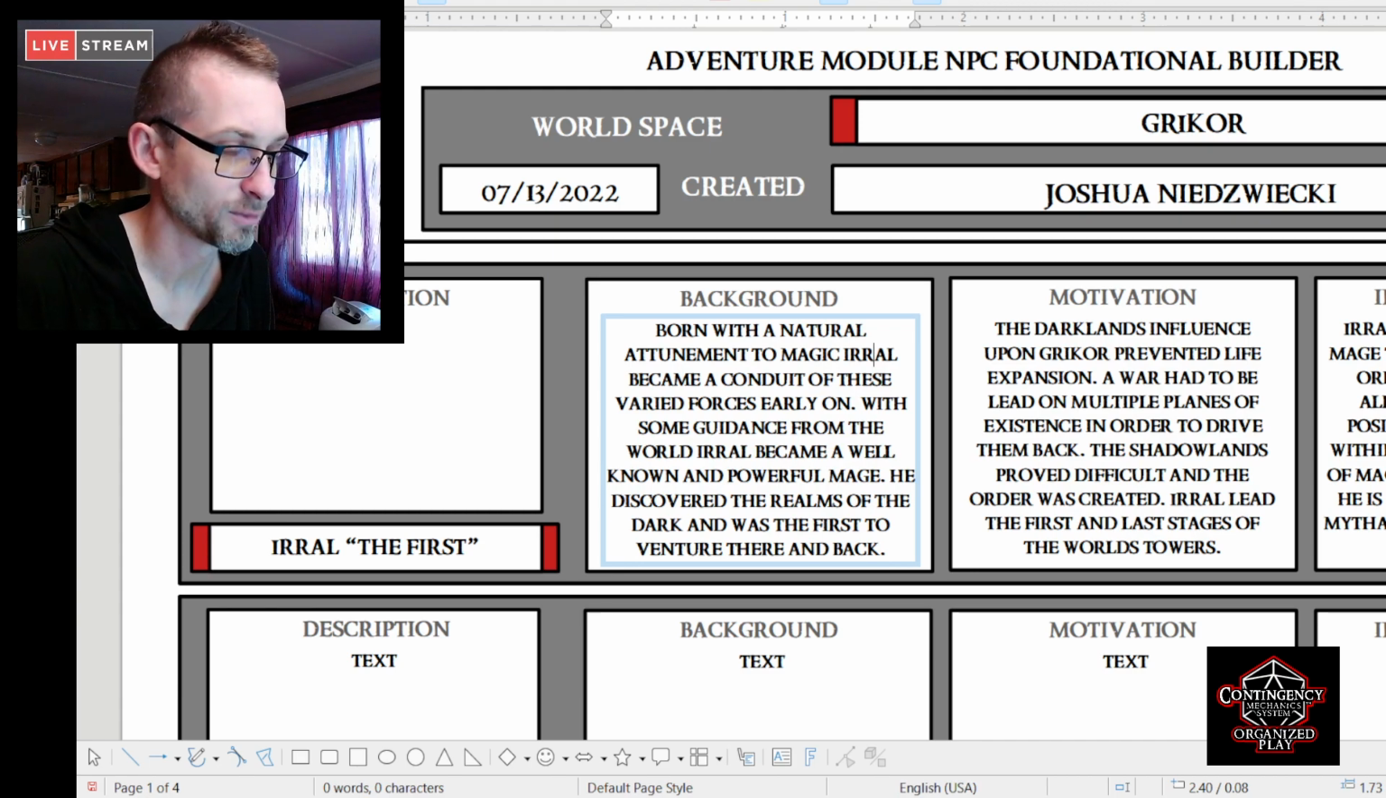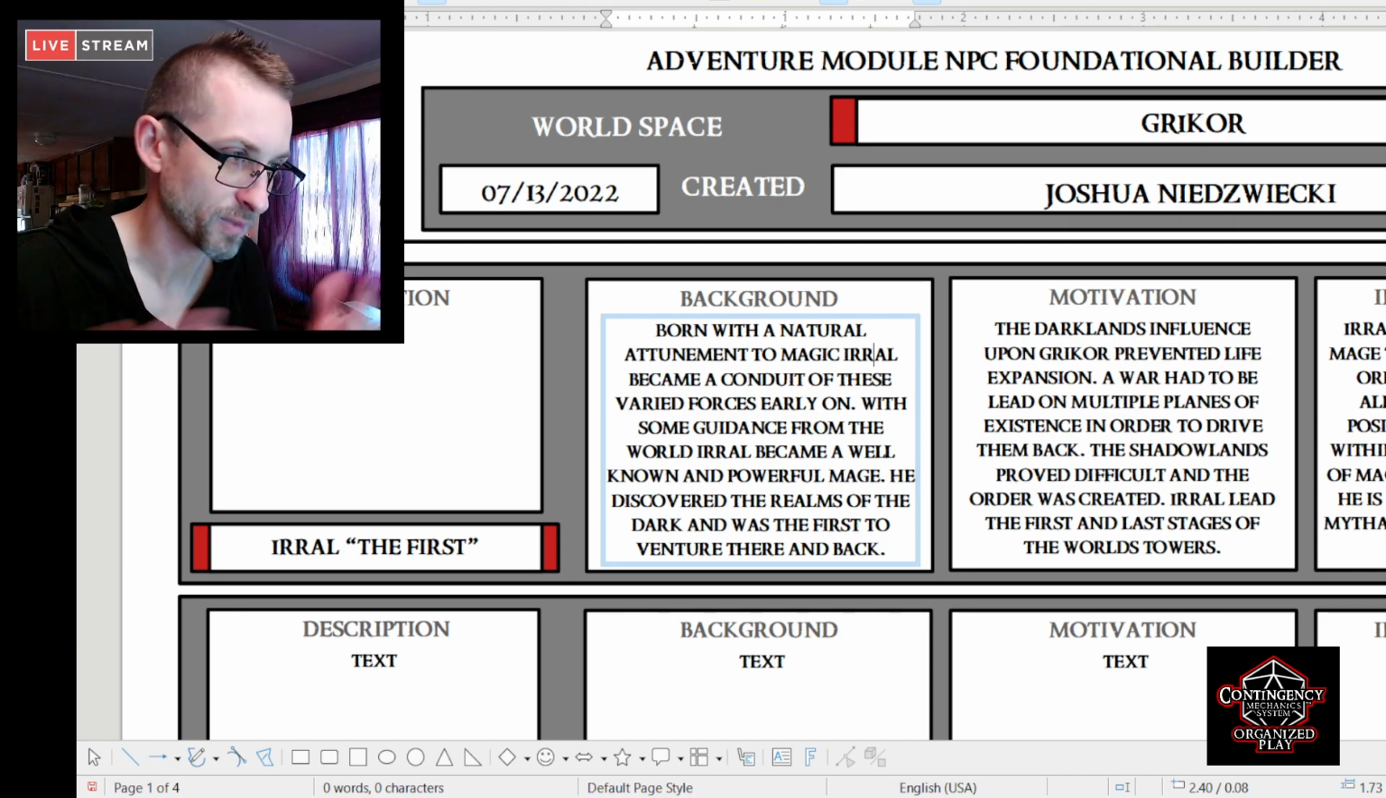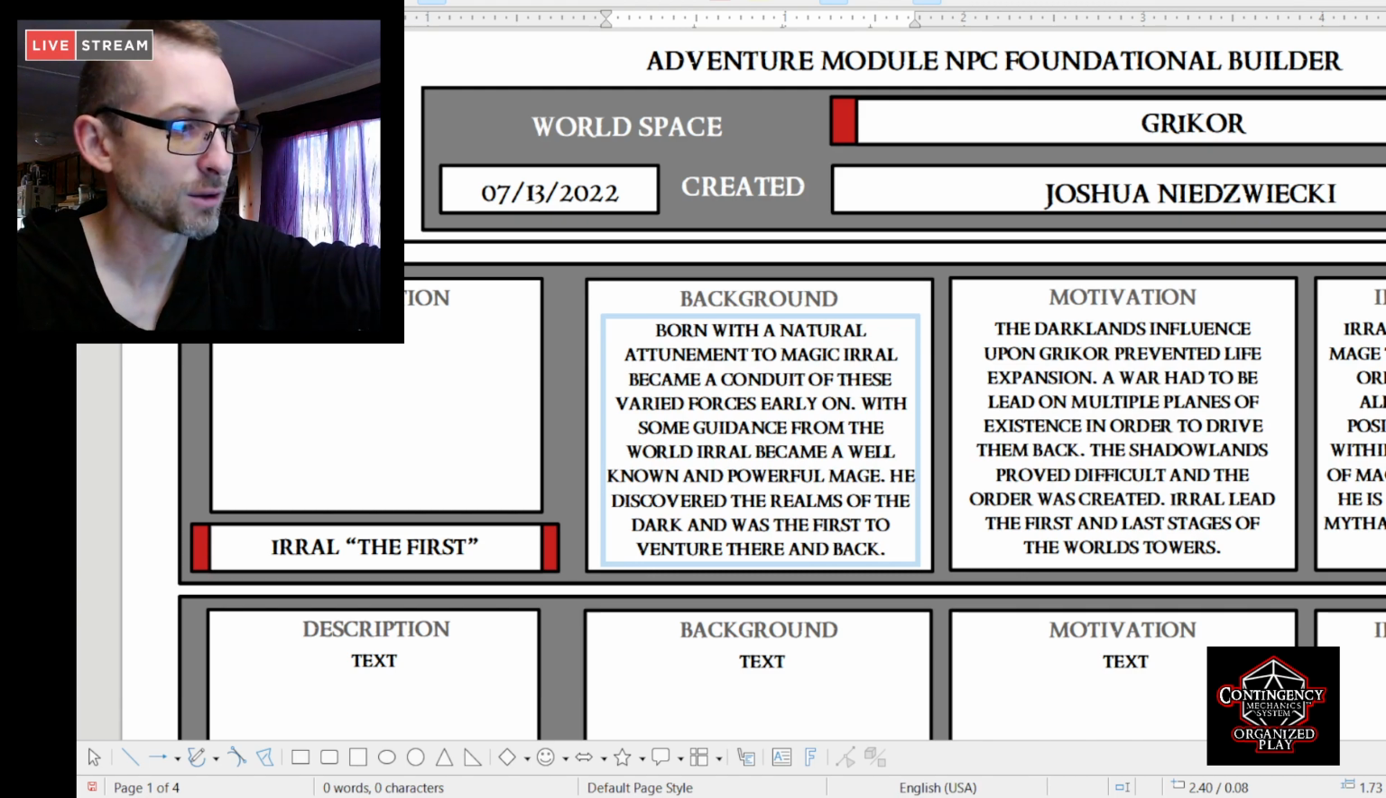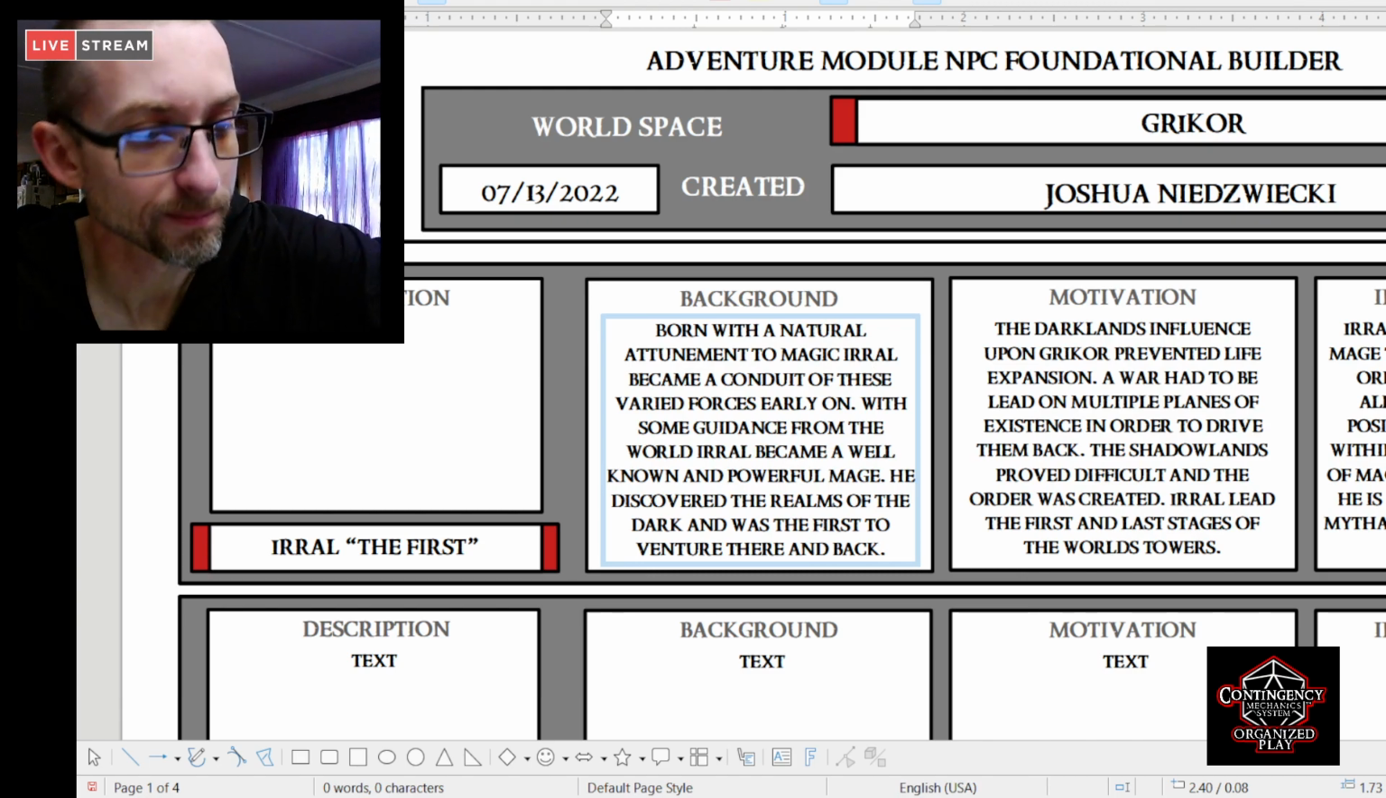A war had to be led. That's some history and a tidbit. A war. Something, right? On multiple planes of existence. Again, we're building a platform that allows other things to happen. So there's other planes in the world of Grikor. The Shadowlands, depicting one of those planes, proved difficult, and the order was created. That means that the war had some difficulties to it, and things began to change.